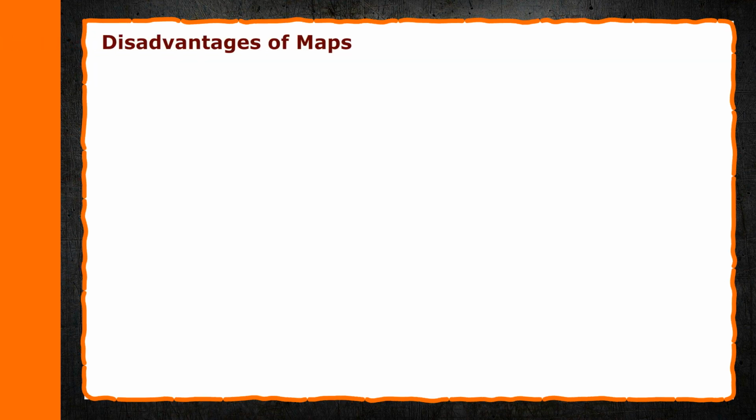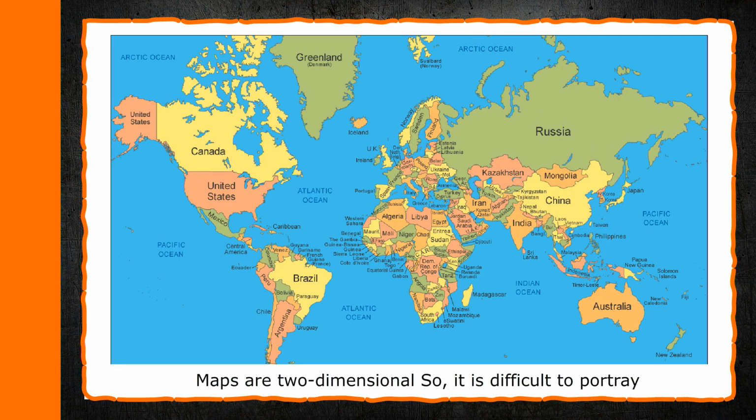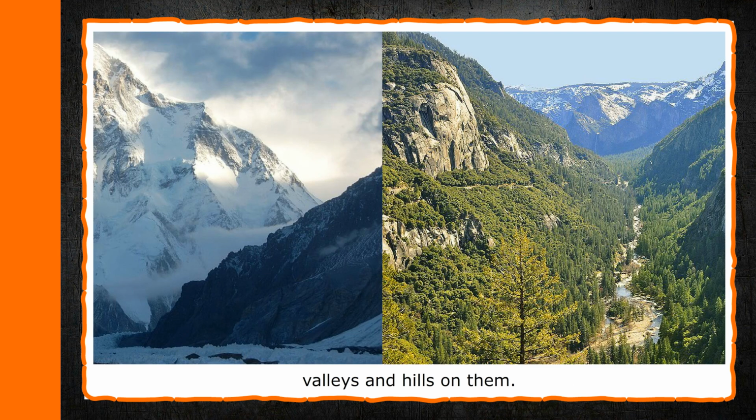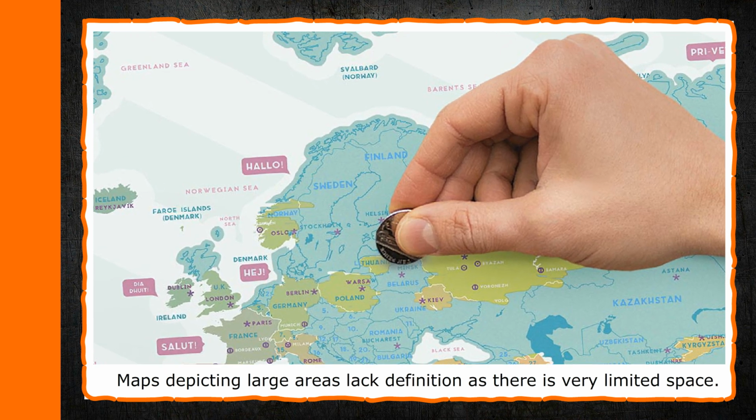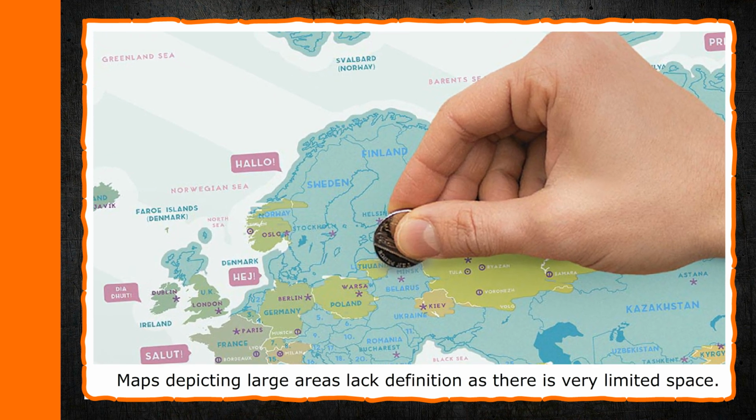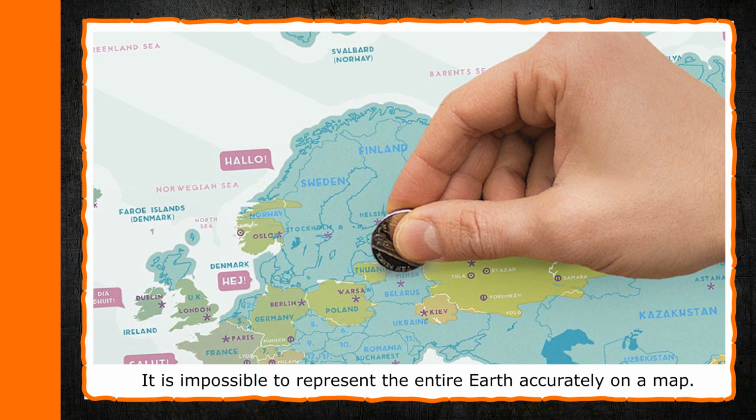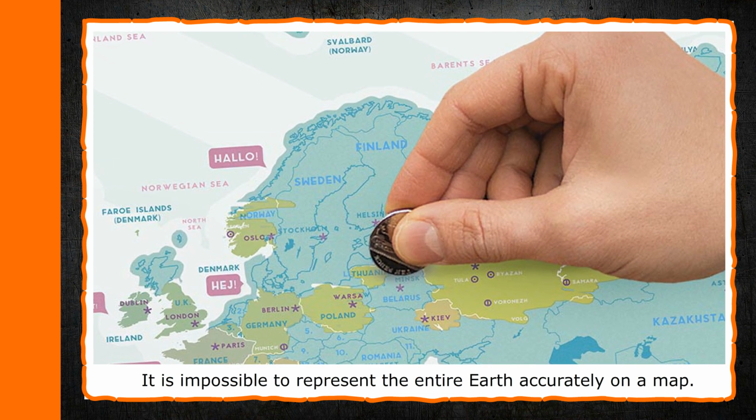Disadvantages of maps. Maps are two-dimensional, so it is difficult to portray valleys and hills on them. Maps depicting large areas lack definition as there is very limited space. It is impossible to represent the entire Earth accurately on a map.